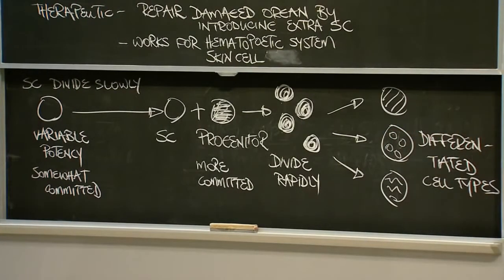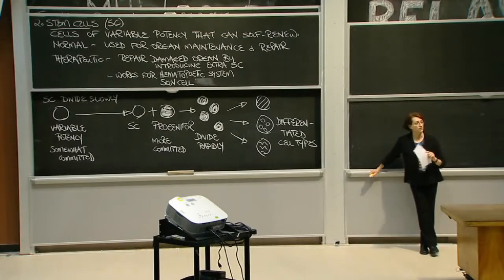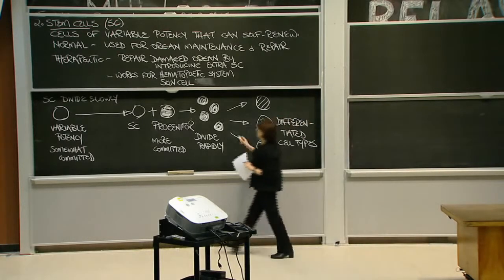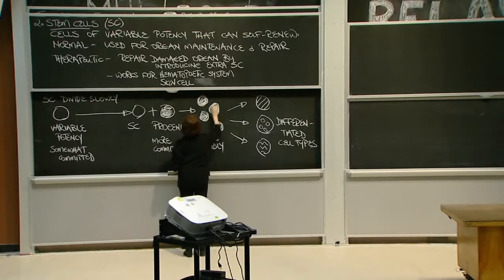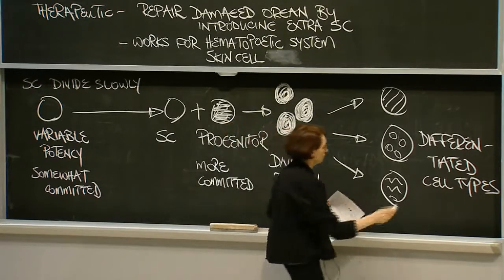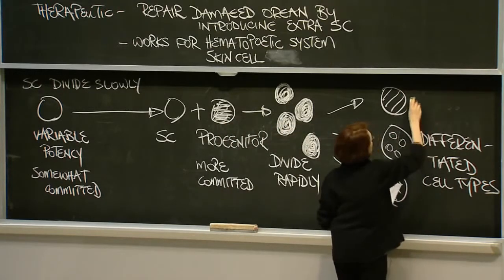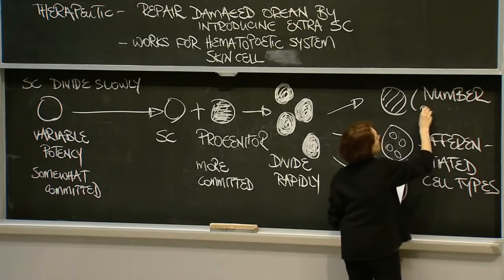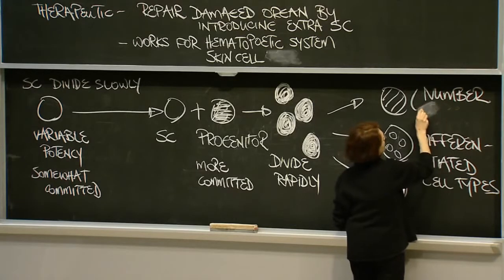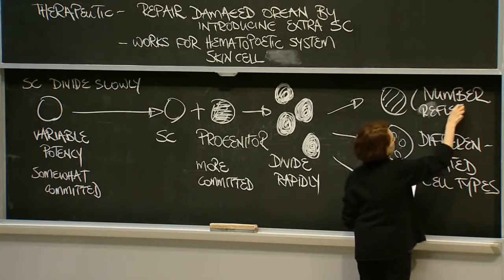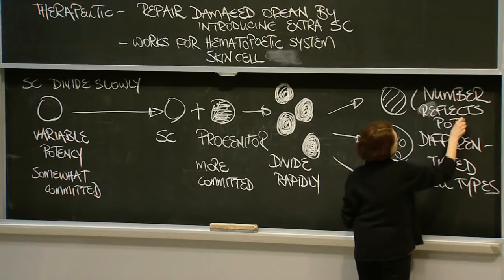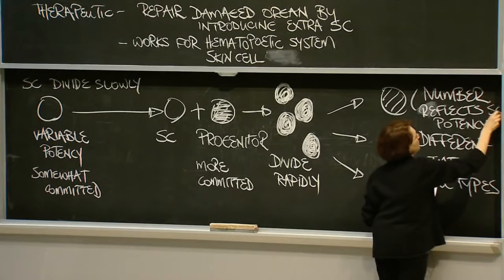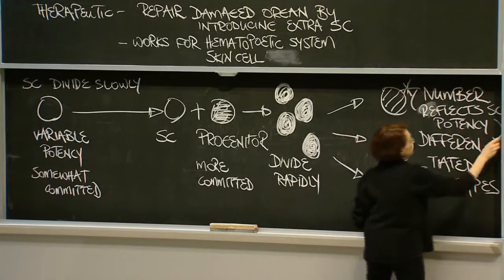And the number of different differentiated cells that comes out of this process is a reflection of the potency of the stem cell. Okay? So here you've got these progenitors. The idea is that these progenitors will have similar potency, but as I'll show you, there's a whole variation on this. But here, the number of differentiated cell types reflects the potency of the stem cell. Okay?